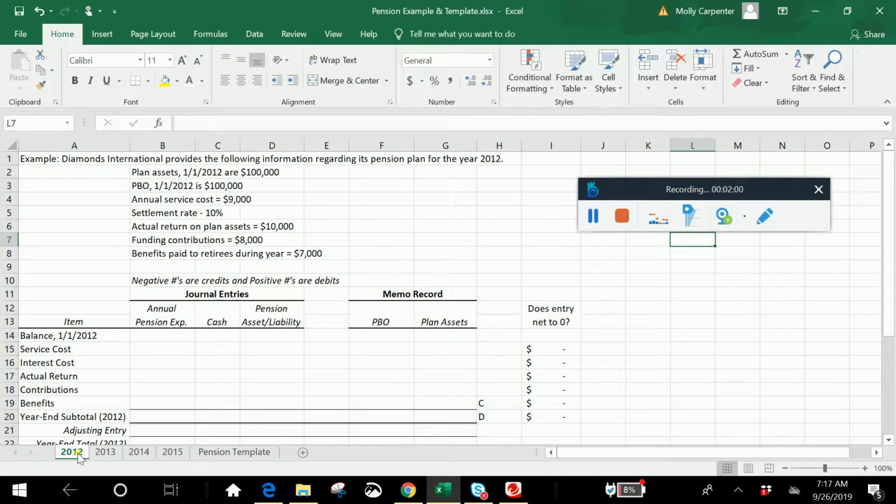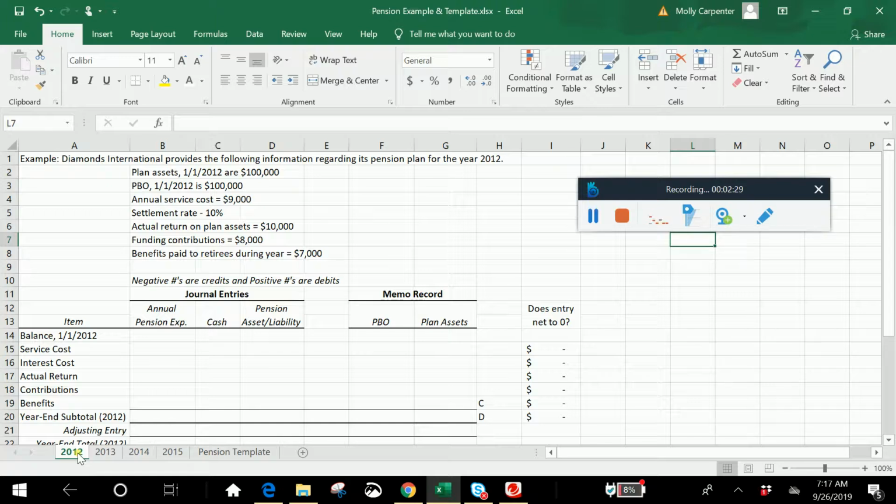And then over to the right, we have a memo record column. Now remember that I said that the pension trust is a separate entity. And so this memo record is just going to help us keep track of what the value of the PBO is, which is the liability, what the value of the plan assets are, and then we can use those 2 to determine whether or not at the end of the year we're in a net pension asset or liability position.